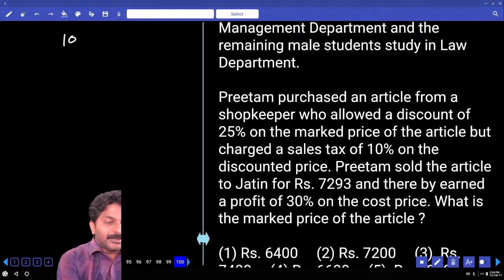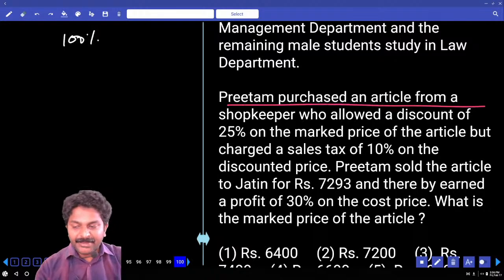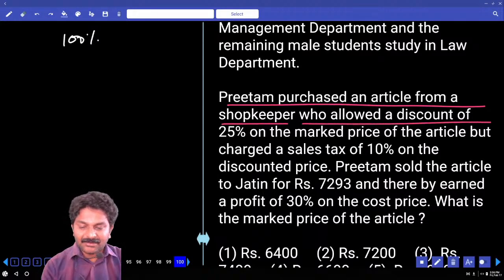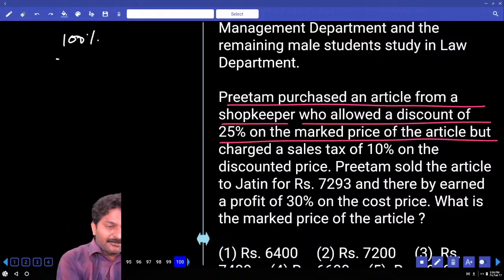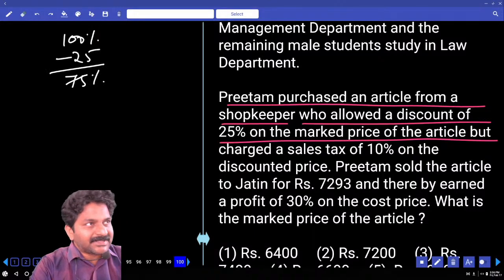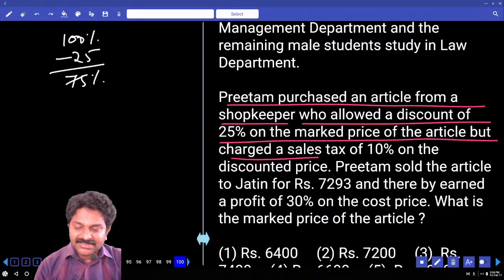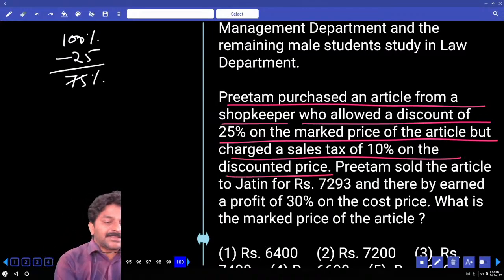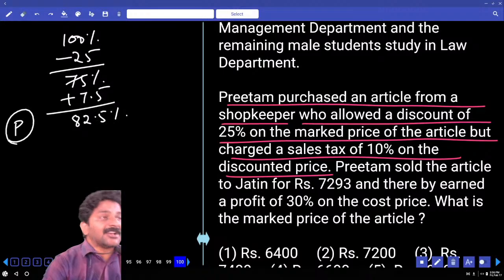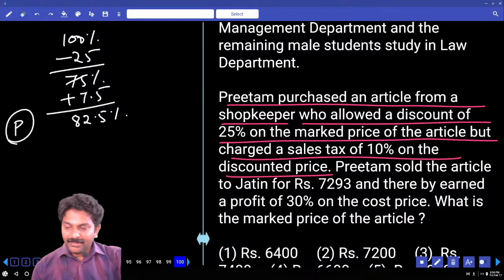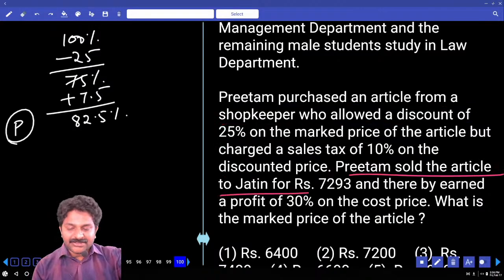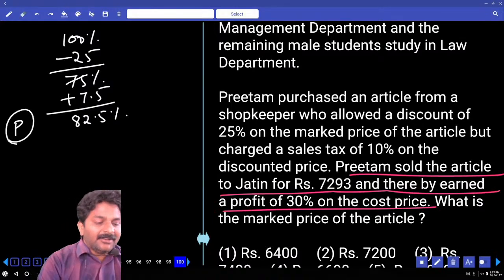Let us assume market price is 100%. Preetham purchased an article from the shopkeeper who allowed a discount of 25% on the market price. First 25% discount is given, so Preetham purchased it for 75%, correct? Then sales tax of 10% on the discounted price. 10% of 75 is 7.5, so 82.5%. For Preetham, this is cost price, correct? Then he sold the article to Jain for 7293 and earned a profit of 30% on the cost price.